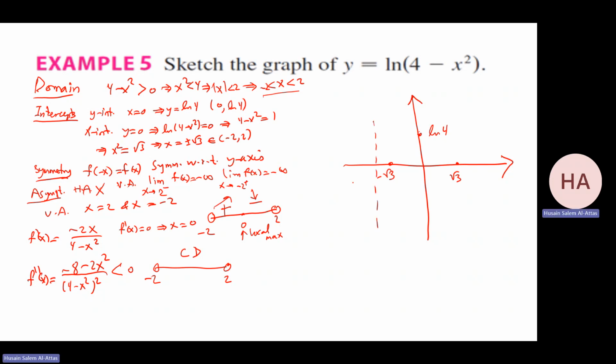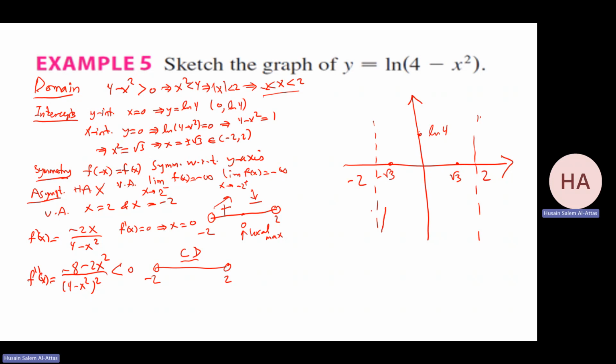This is -2 and this is 2. These are the asymptotes. If we combine these two, it means from -2 to 0 this is concave down all the way. So it will be increasing, but concave down. It will do something like this, increasing.